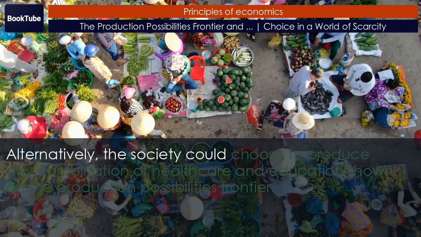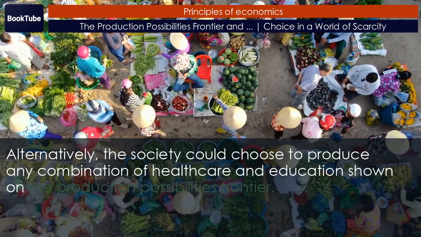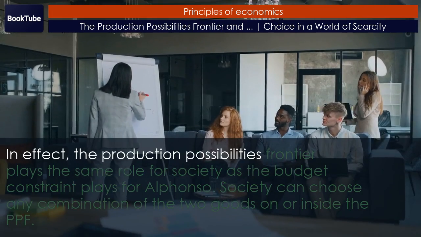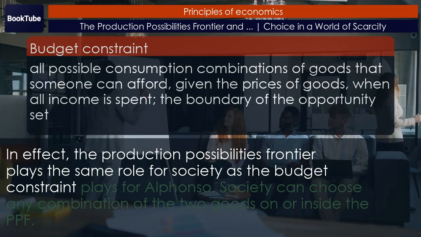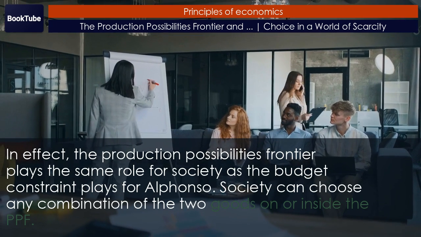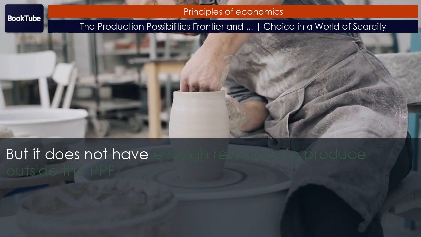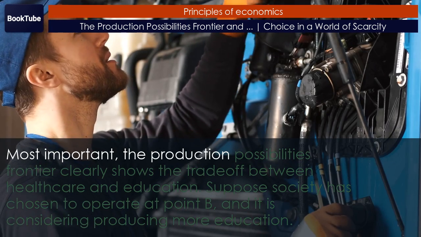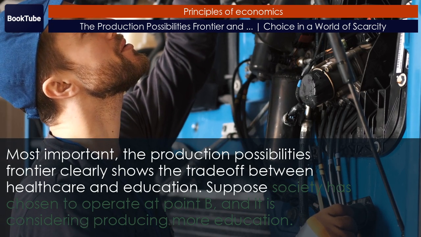Alternatively, the society could choose to produce any combination of healthcare and education shown on the production possibilities frontier. In effect, the production possibilities frontier plays the same role for society as the budget constraint plays for Alfonso. Society can choose any combination of the two goods on or inside the PPF. But it does not have enough resources to produce outside the PPF.